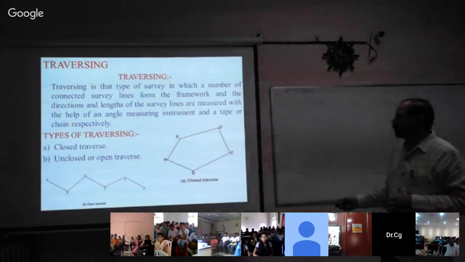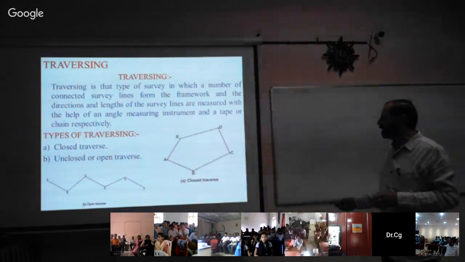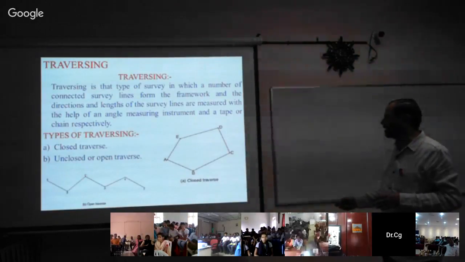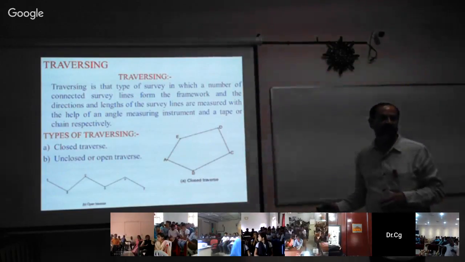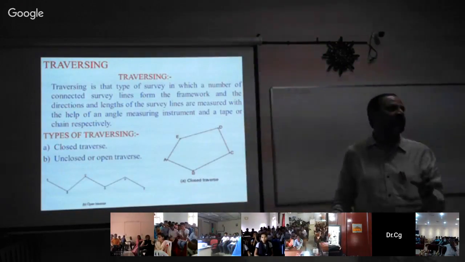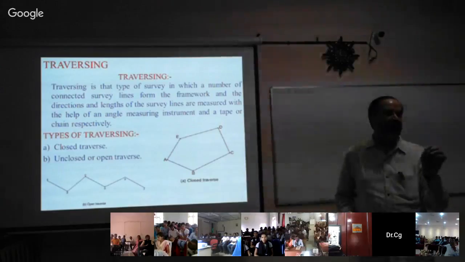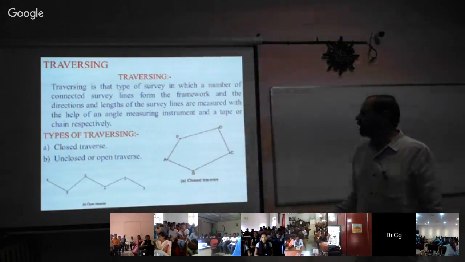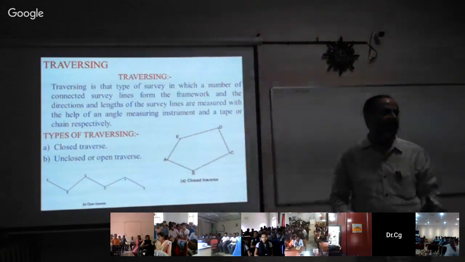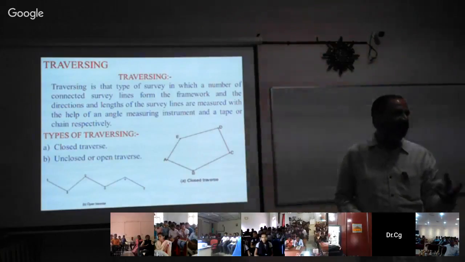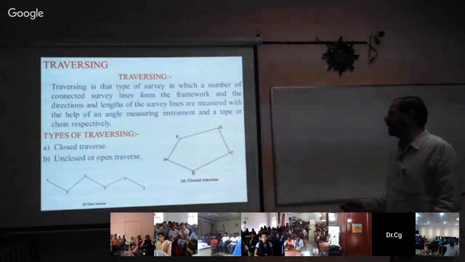Now, the closed traverse is a continuous survey work carried from one end, survey line 1, survey line 2, survey line 3, 4, and we are reaching back to the original starting point. That is a closed survey. The initial point and the last point will be the same. This closed traversing is carried out in calculating the area of the country, area of the forest, area of the land, area of the battlefield, or area of the tank, etc. Like that we can calculate the area.